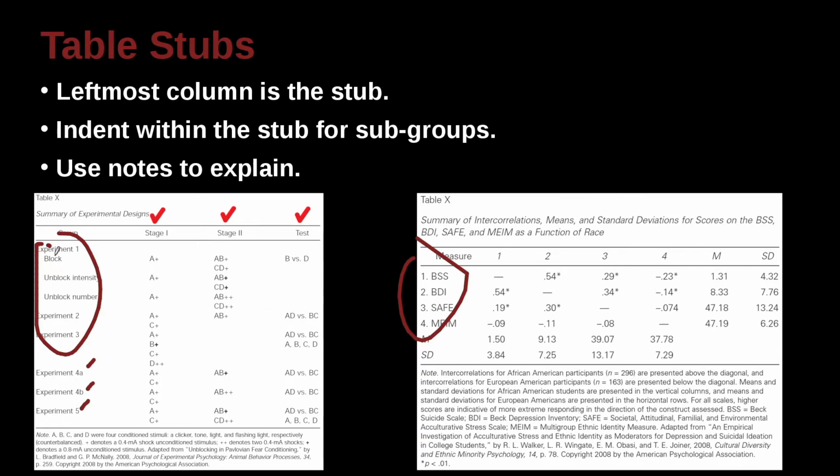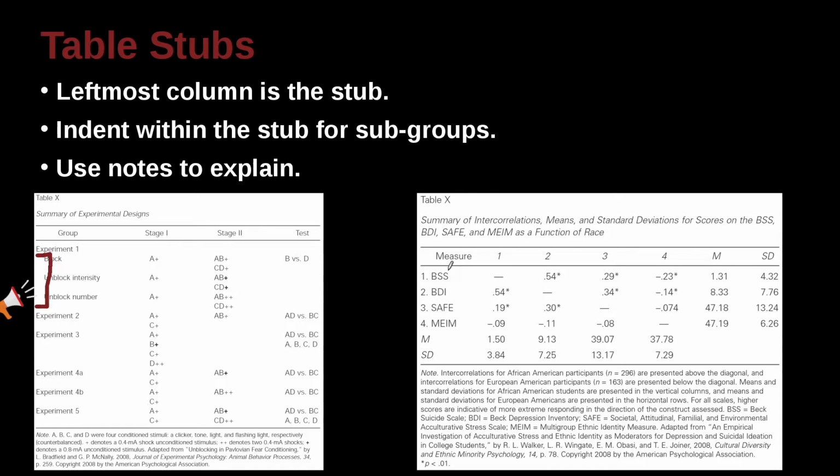So in this case, we can see an example of how to make our stubs a little bit easier to understand. And one way to do that is to use indentations. So here we have experiment 1, block, unblock, unblock, experiment 2, experiment 3, experiment 4. Here we're indenting a little bit. You see that? Right there. And that makes it easier for us to see the subgroups. So this is experiment 1, but then we have experiment 1 block, unblock, and then unblock number. So a little bit of indentation can help the stub to be easier to understand.